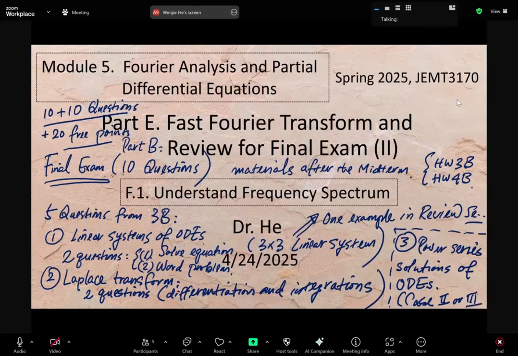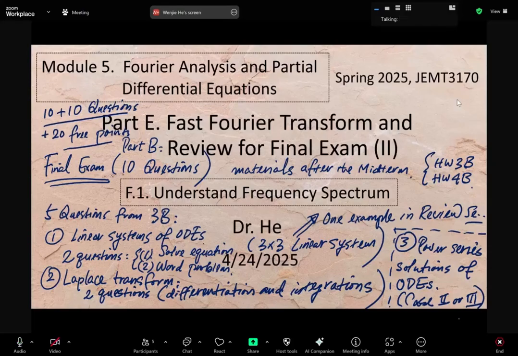But I will look at the calculation, how hard it is. So I try to make the question not too hard, so you can calculate, not very messy. The purpose is, the calculation not too messy. Case 12. So that from 3B you have these 5 questions.